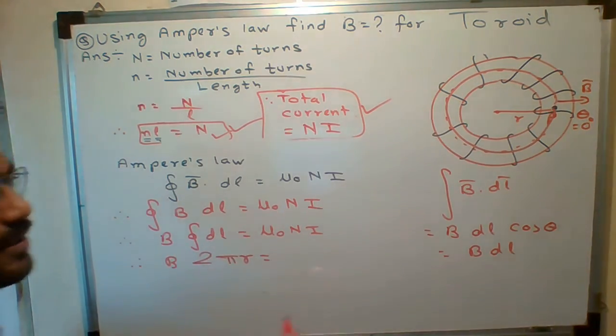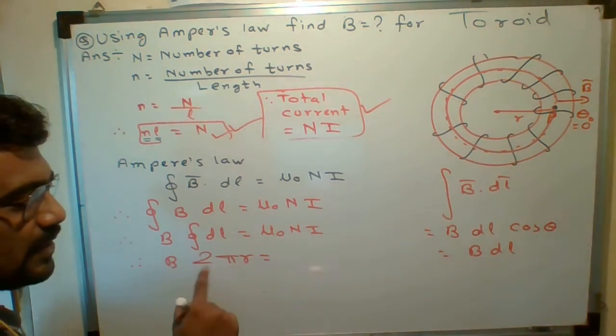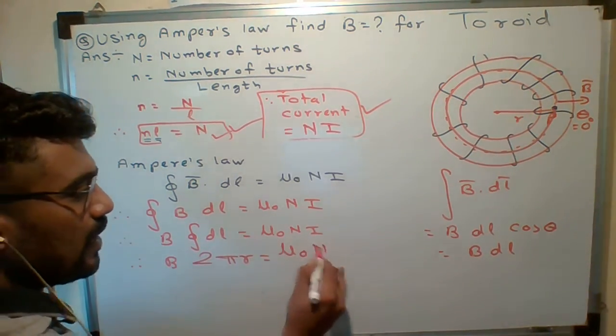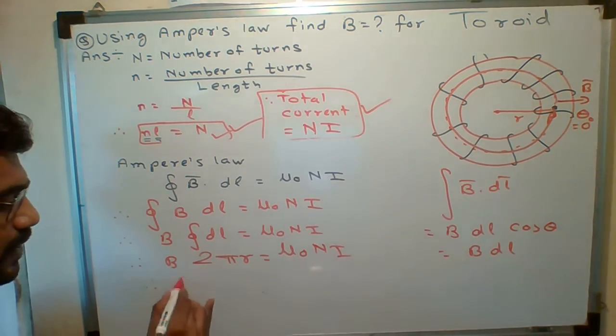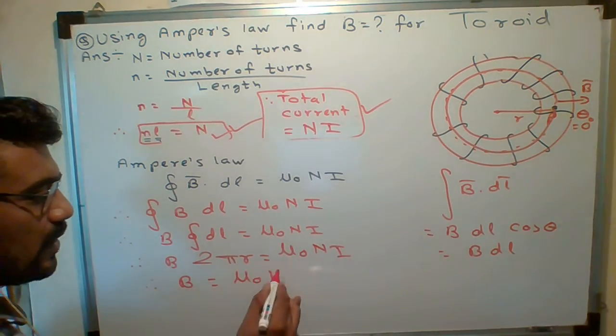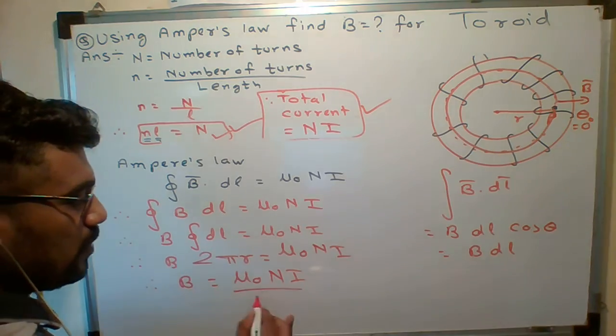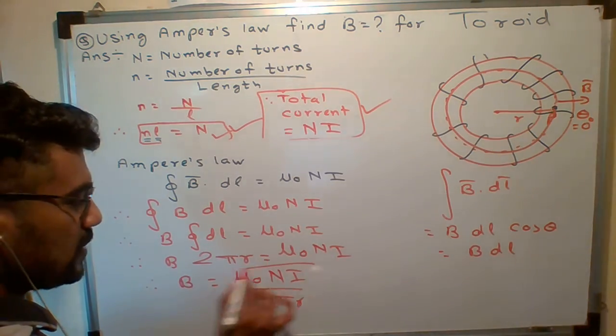But that is the difference. Last time, what had we written? We had written that the integration of dl was L. But here the integration of dl is not L, here it is 2 pi r. So mu naught N I. What is the answer? Final answer: B equals mu naught N I upon 2 pi r. So this is your final answer.